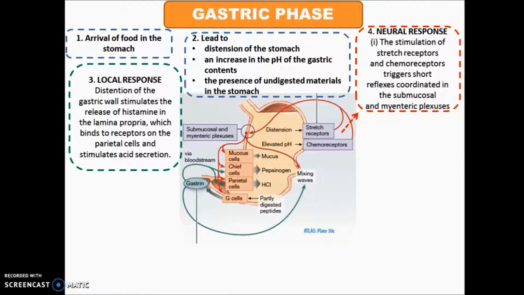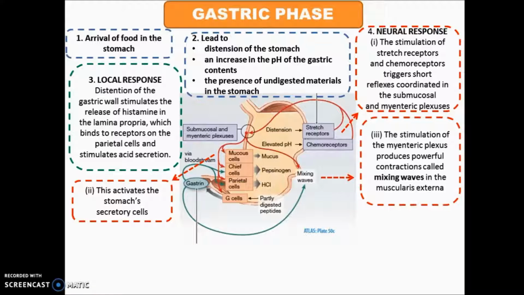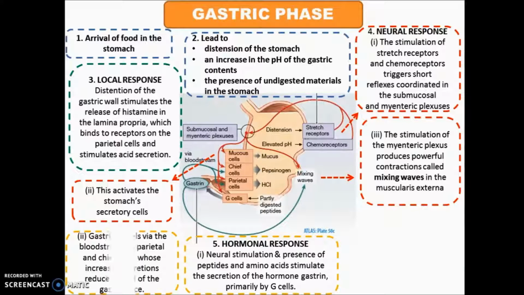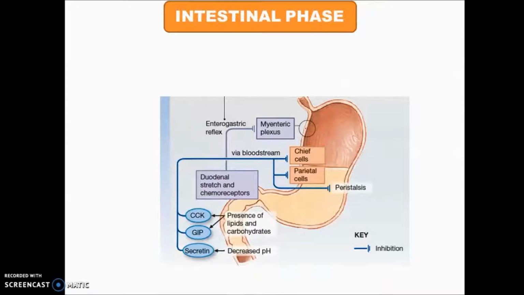Neural response: stimulation of stretch receptors and chemoreceptors triggers short reflexes coordinated in the submucosal and myenteric plexus. This activates the stomach secretory cells. The stimulation of the myenteric plexus produces powerful contractions in the muscularis externa. Hormonal response: neural stimulation and the presence of peptides and amino acids stimulate the secretion of the hormone gastrin. The gastrin travels to the parietal and chief cells, increases the secretions, and stimulates gastric motility.